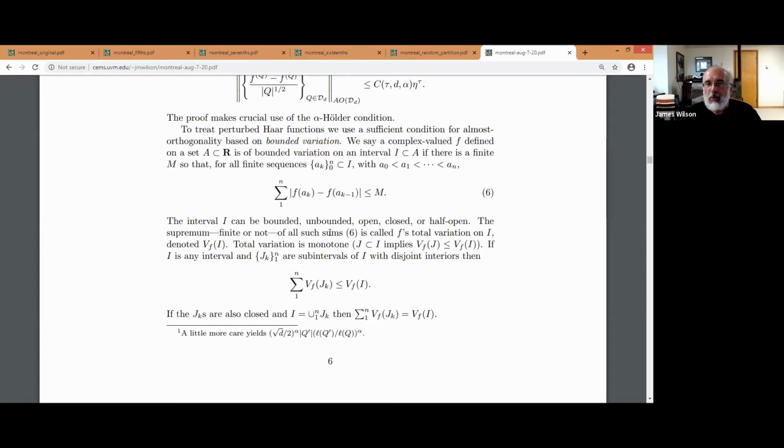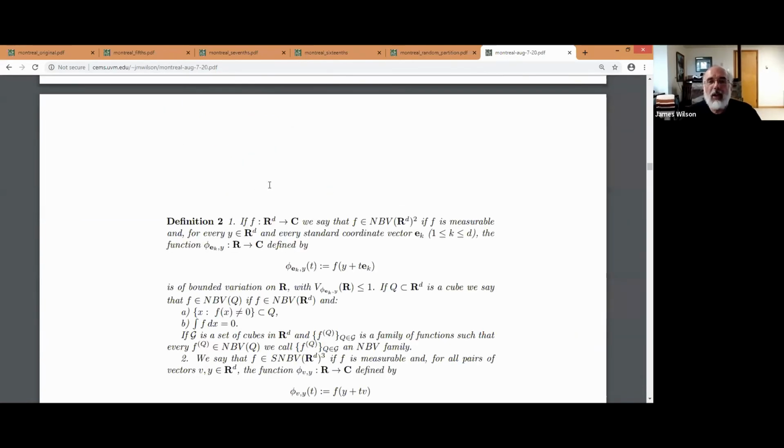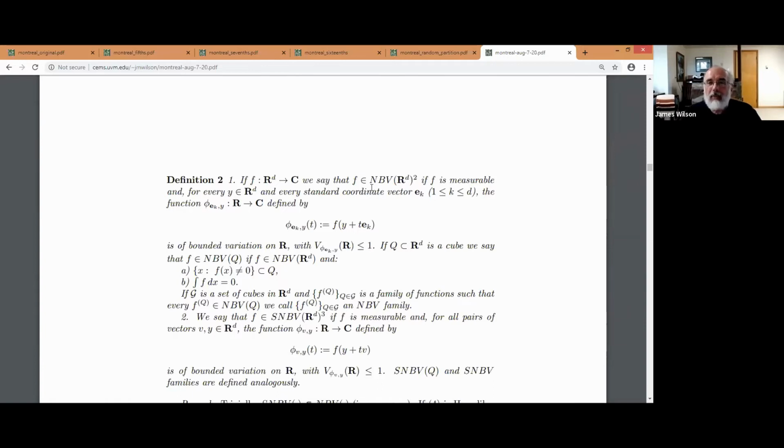You can do this, of course, for intervals that are bounded, unbounded, open, closed, half open, and so on. With that in mind, if f is defined on R^d, we can say that f is of NBV, normalized bounded variation on R^d, if it's measurable, and if for every y in R^d and every standard unit coordinate vector e_k, the function phi_{e_k,y} from R to C, defined by phi_{e_k,y}(t) = f(y + t e_k), is of bounded variation on R, and its total variation is bounded by 1.